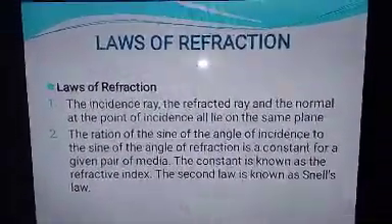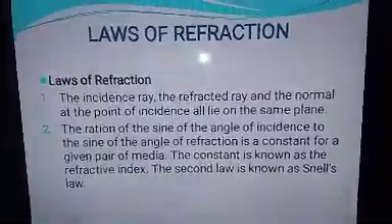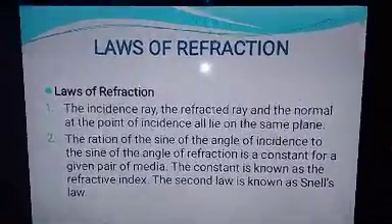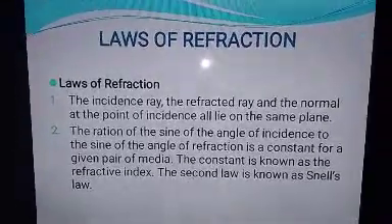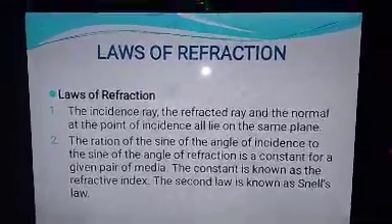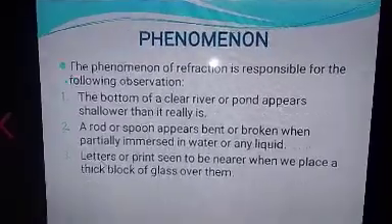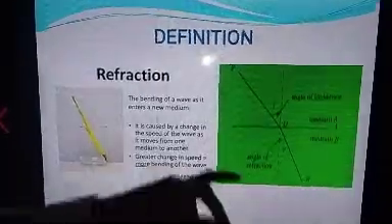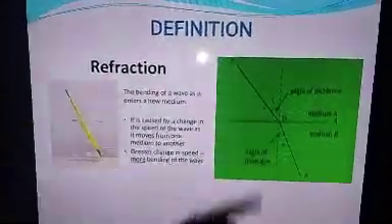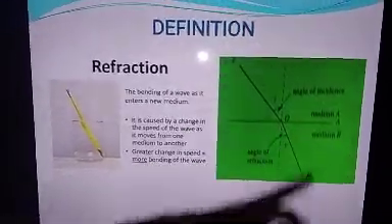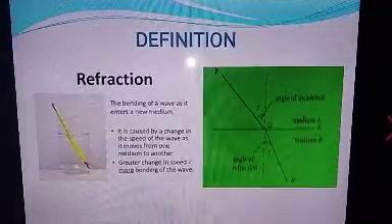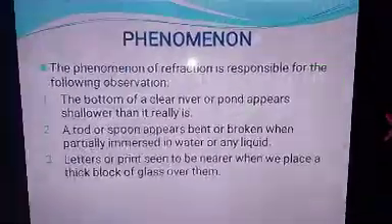Then we go to laws of refraction. Now, laws of refraction: the incident ray, the refracted ray, and the normal at the point of incidence all lie on the same plane. Let us go back to the diagram I showed earlier on. This is the incident ray, this is the refracted ray, and this is the normal. All of them are lying on the same plane.